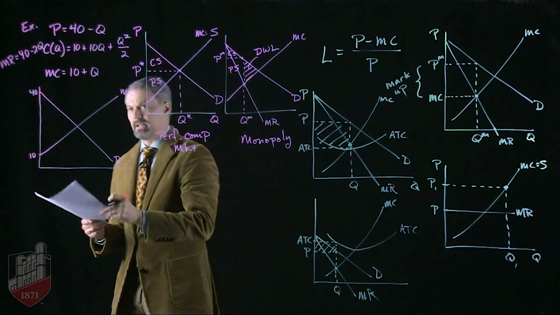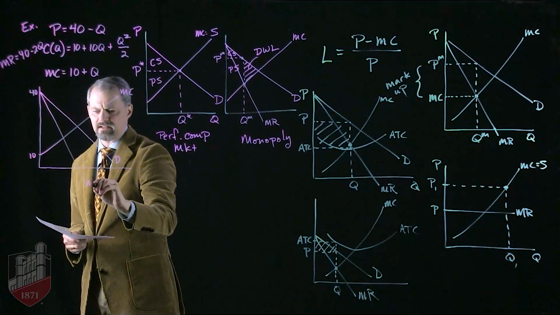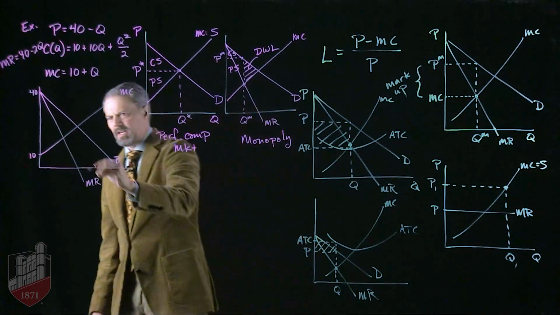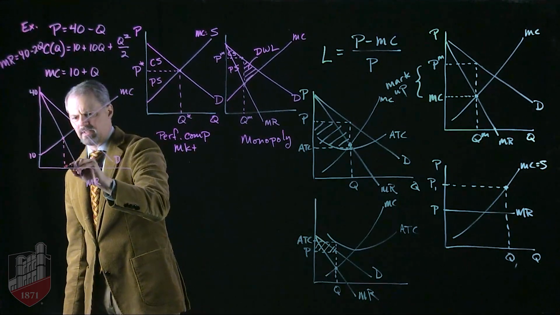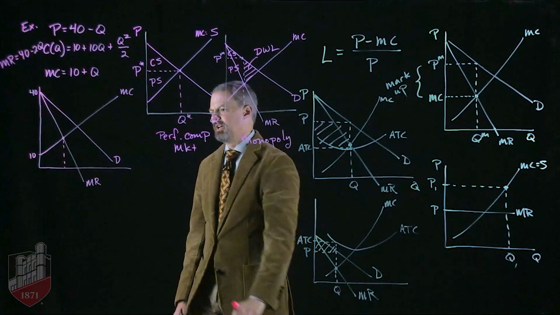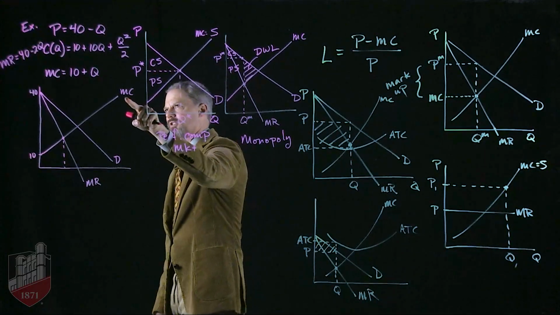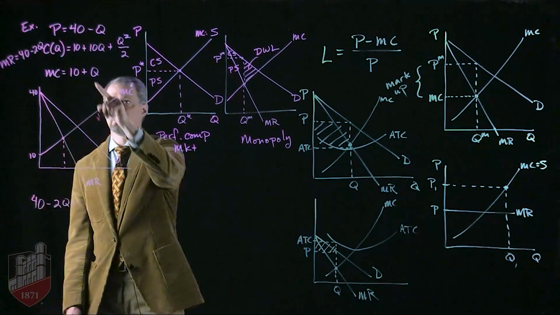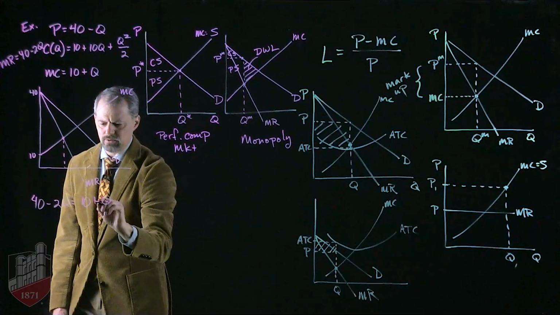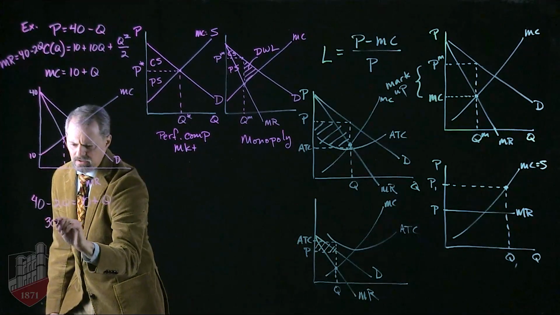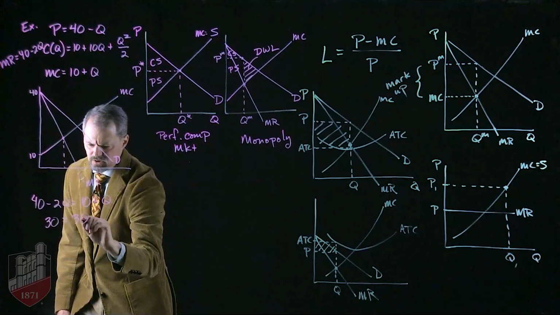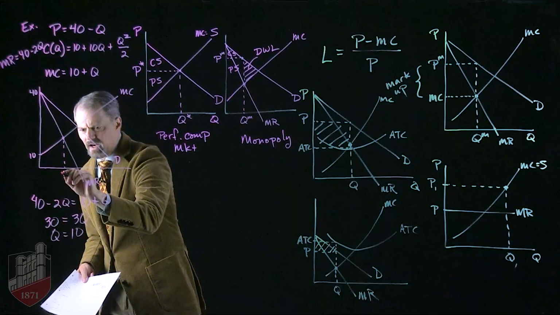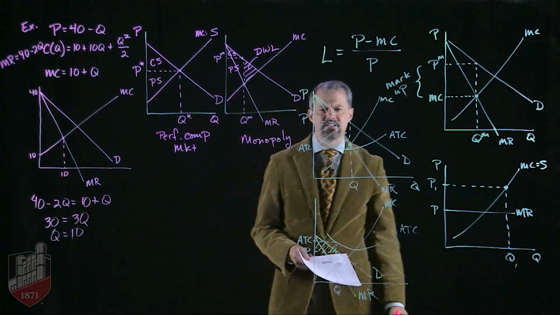So it looks like that. There's marginal revenue. Now what I'm looking for is the intersection right there. I need to know that quantity. So I'm going to set my marginal revenue curve equal to my marginal cost curve. So 40 minus 2q equals 10 plus q. So I get 30 equals 3q, q equals 10. So the optimal quantity for the monopoly to produce would be 10 units.